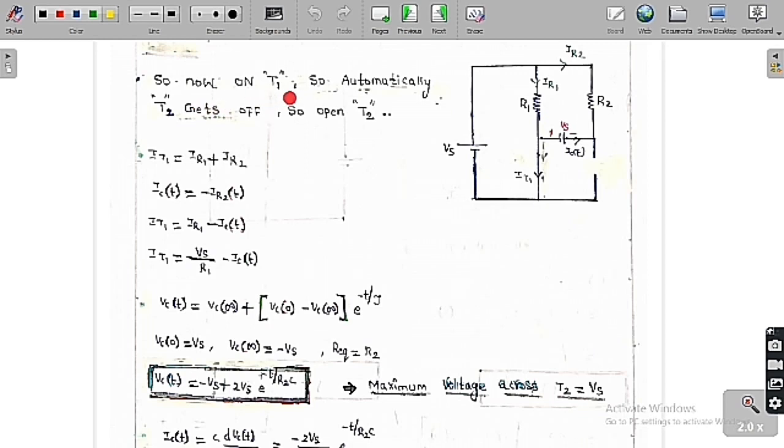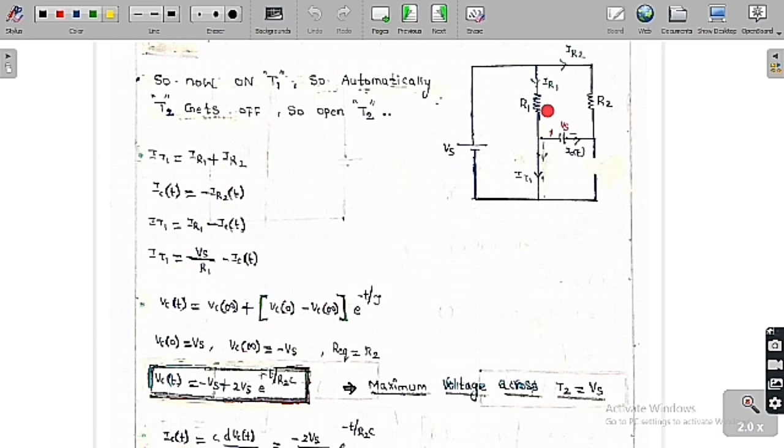Now turn on T1, and T2 automatically gets turned off. Whenever you turn on T1, the plus minus polarity of the capacitor appears across T2. Simply we can say that for thyristor T2 there is a reverse bias voltage. Whenever there is a reverse bias voltage across thyristor T2, it automatically turns off. Therefore at the instant of turning on T1, a reverse voltage occurs across the thyristor T2, so T2 is going to turn off.